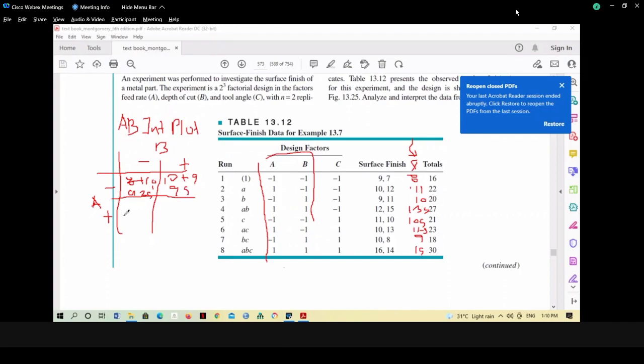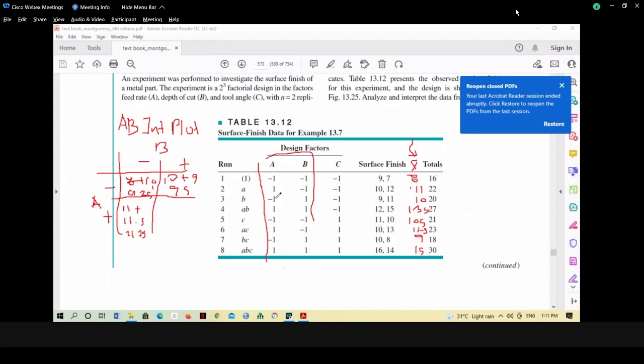9.5. Okay. And then look at A plus B minus. A plus B minus. Okay. 11, plus, look at A plus B minus here, 11.5 here, right? 11.5. So if you take the average of these two values, you will get 11.25. Okay.